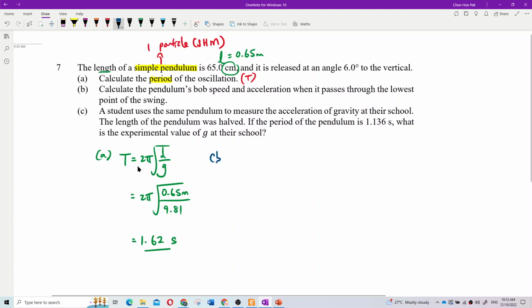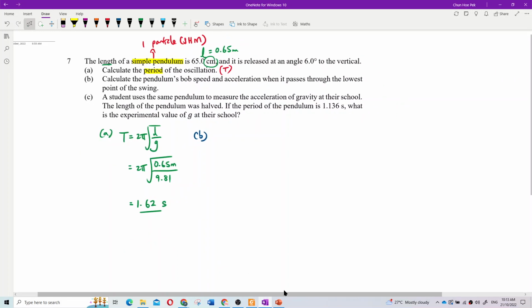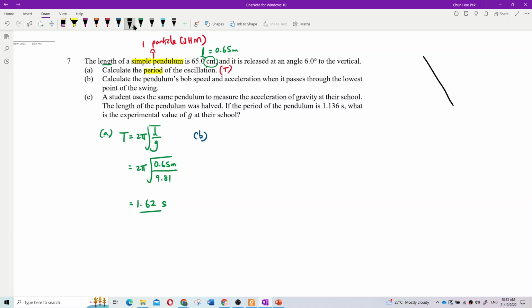And then question B. Calculate the pendulum's bob speed and acceleration when it passes through the lowest point of swing. Lowest point of swing. Let's draw it out. Let's draw out the simple pendulum first. Simple pendulum. Okay. Lowest point. It oscillate.